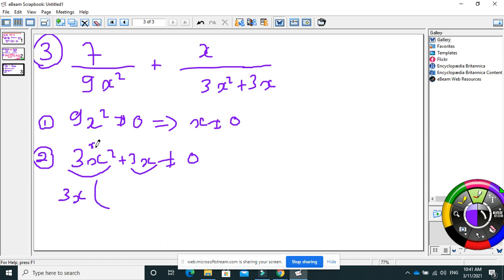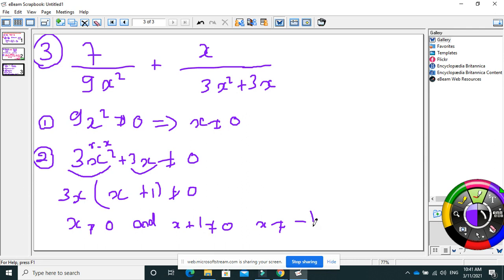Here it's x times x. And I still have x from the first one plus 1 from the second one, not equal to 0. The first one will give me x not equal to 0, and x plus 1 not equal to 0 will give me x not equal to minus 1.